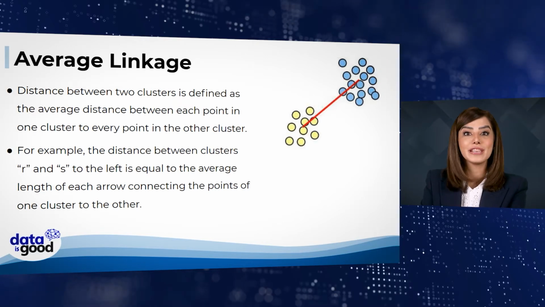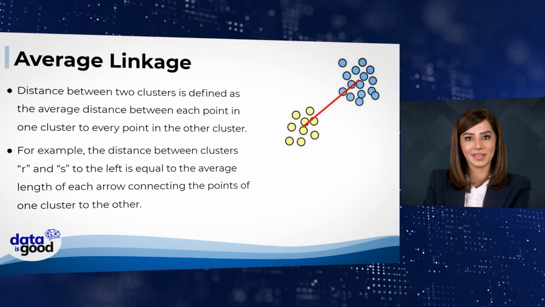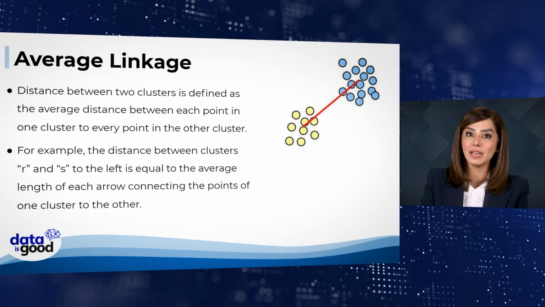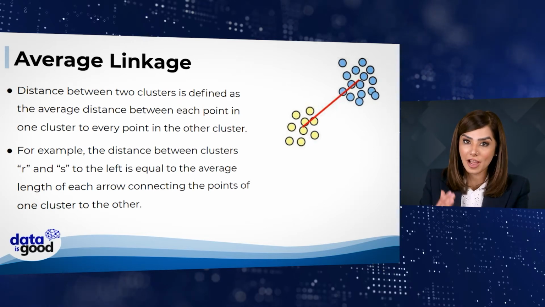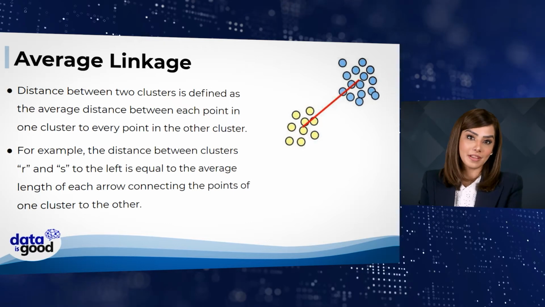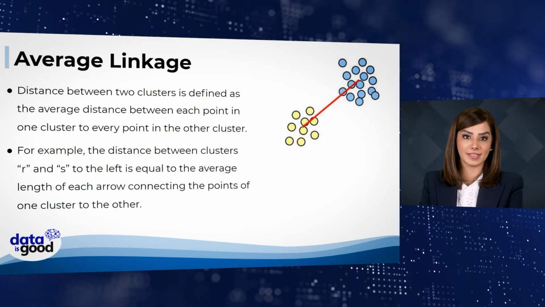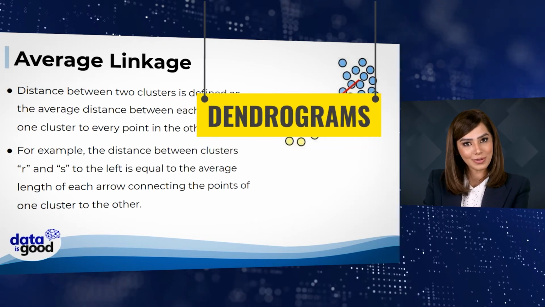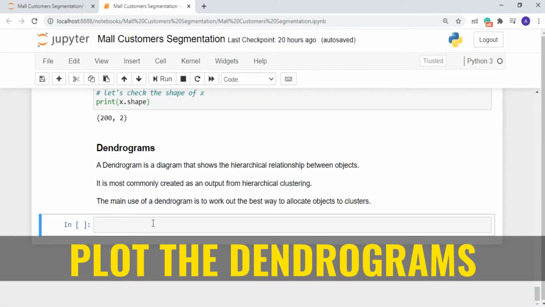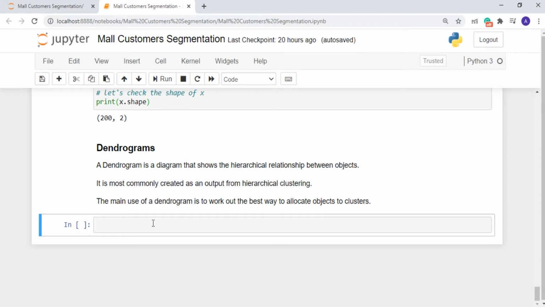But there is a limitation in hierarchical clustering. We cannot use the elbow method for deciding the optimal number of clusters. For hierarchical clustering, we have to use dendrograms for deciding the optimal number of clusters. Let's discuss dendrograms. And now it's time for us to plot the dendrograms. But before that, let's know a little bit more about dendrograms.